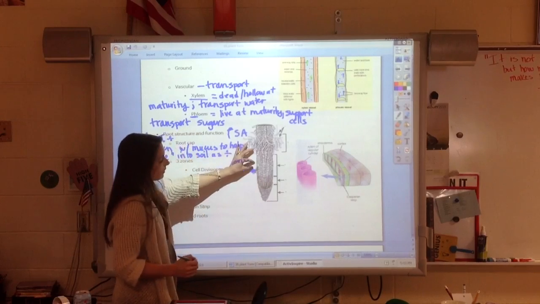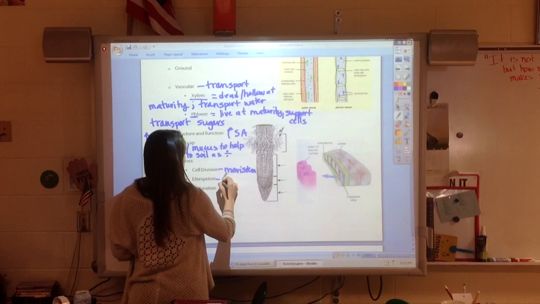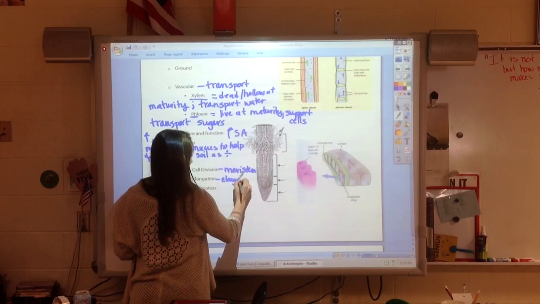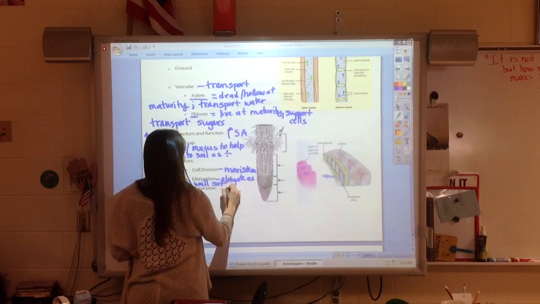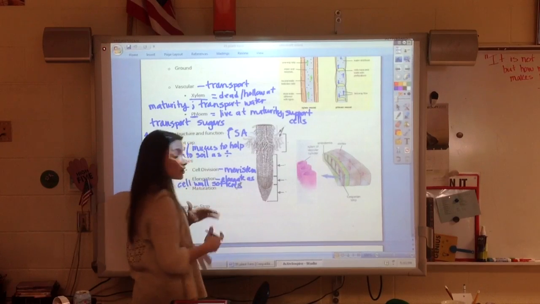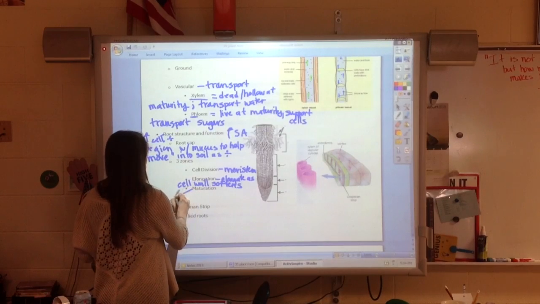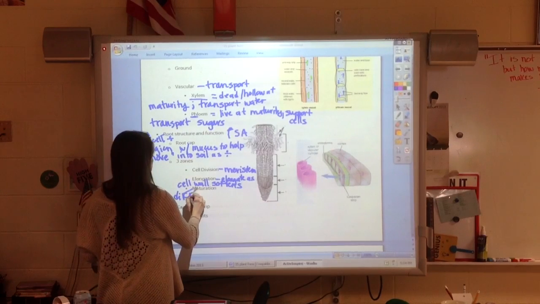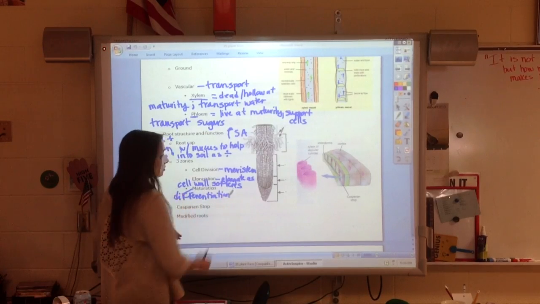Then there's a zone of elongation, and this is where the cell is going to elongate as the cell wall softens a little to allow that elongation. The cytoplasm will expand. And then we see maturation, which is also known as differentiation.